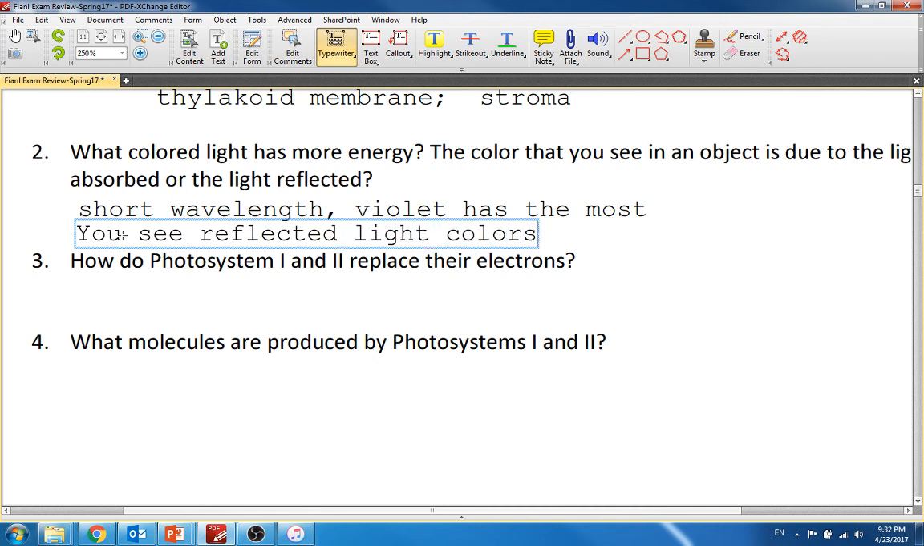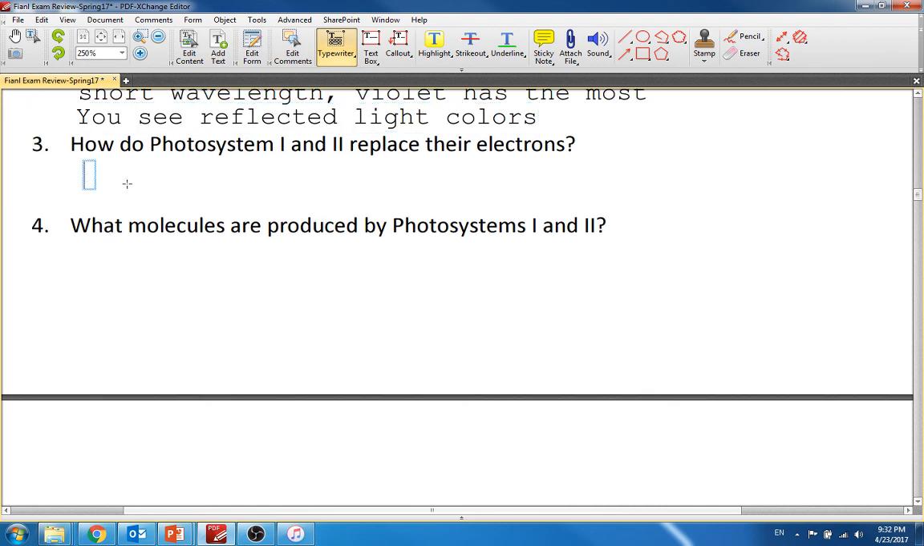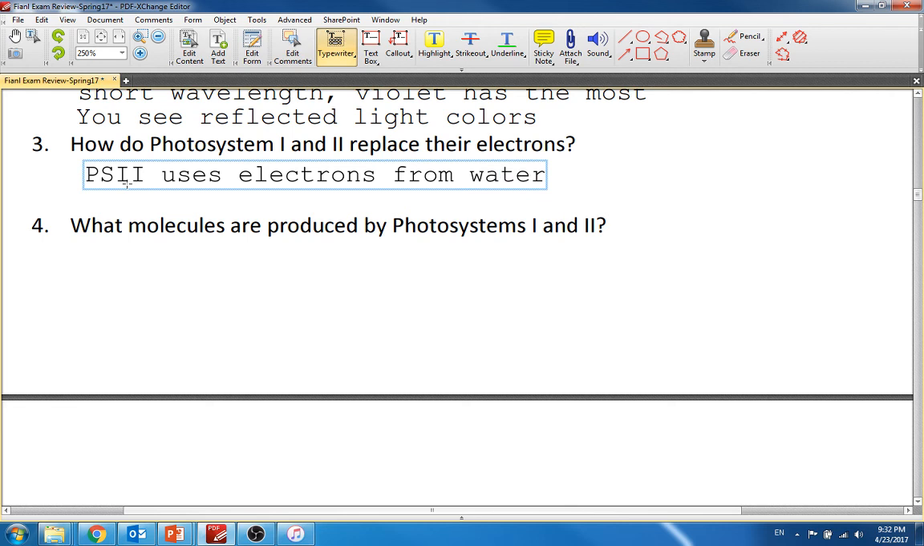Number 3, how do photosystem 1 and 2 replace their electrons? So first remember that photosystem 2 happened first and then it's photosystem 1. In photosystem 2, the electrons lost are replaced by the electrons from water. And in photosystem 1, the 2 lost electrons are replaced by the electrons passed from photosystem 2.